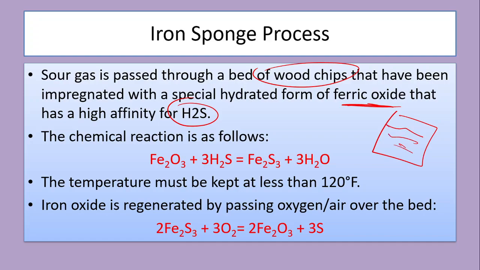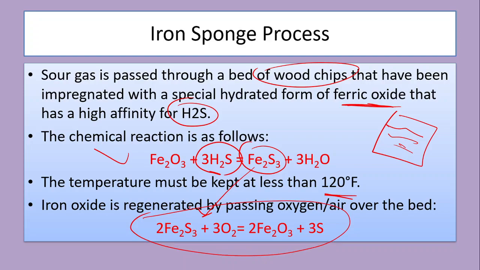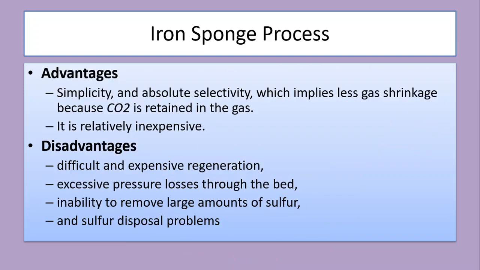The reaction taking place is Fe2O3 with H2S, which gives the product, and this product can be regenerated using the oxygen equation. The temperature must be kept at less than 120 degrees Fahrenheit. If we want to regenerate this solid impregnated ferric oxide, then the iron oxide is regenerated by passing oxygen or air over the bed. So this is the reaction for the regeneration of the ferric oxide in the sponge process.